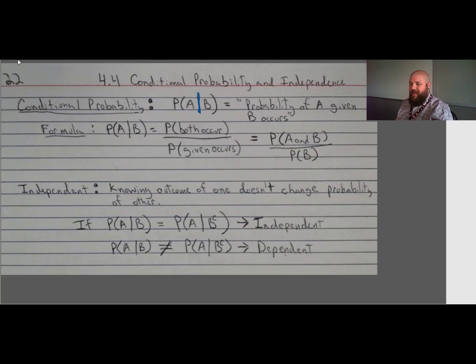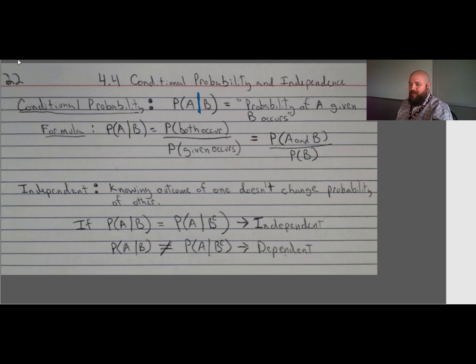Independent: knowing the outcome of one doesn't change the probability of the other. So to determine if it's independent or dependent, if the probability of A given B equals the probability of A given the complement of B, then it's independent, because one didn't change the probability of the other, okay?